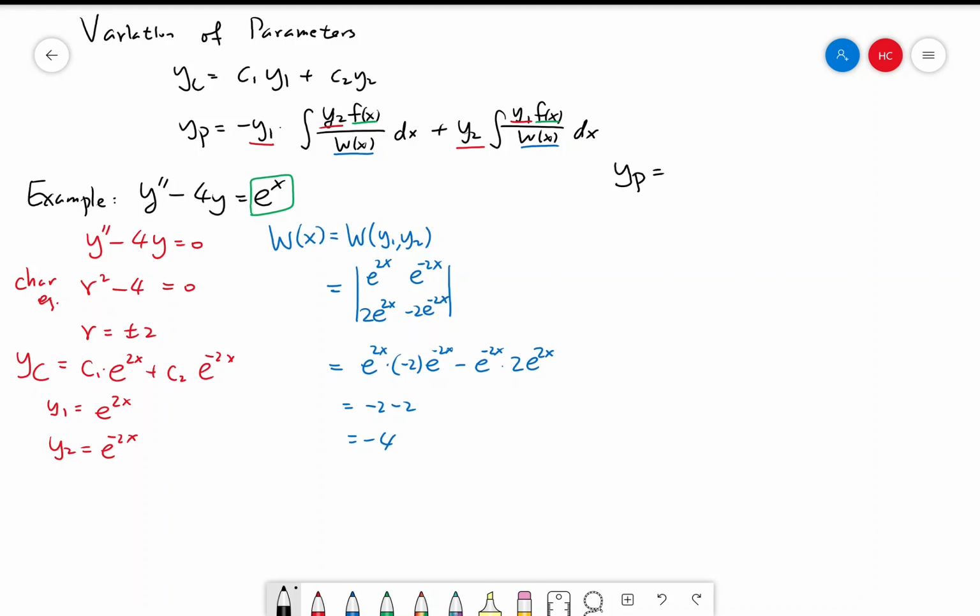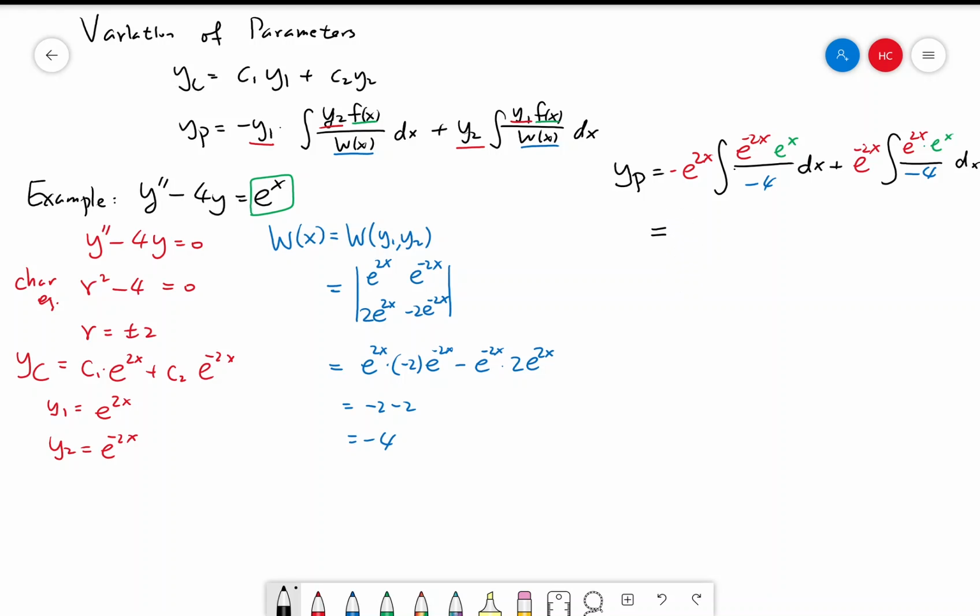So yp is negative e to the 2x times the integral of e to the negative 2x times f of x over negative 4 dx, plus y2, which is e to the negative 2x, times the integral of e to the 2x times e to the x over the Wronskian, which is negative 4.